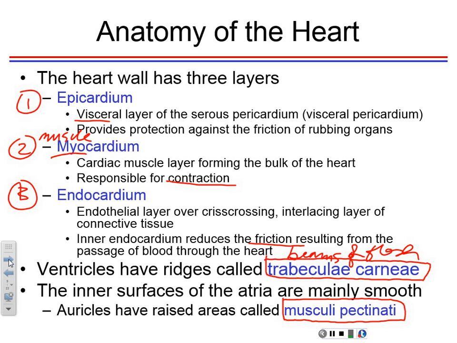I want you to be able to identify the grooves and so forth that are located in there. They may be oriented in a way that channels blood towards the valves, like in the atria. The musculi pectinati are oriented towards the atrioventricular valves so that the blood heads down there. I guess that could be another function of those. And then in the ventricles, they head up because the blood is squeezed out of the heart to go up the pulmonary trunk and the aorta. Okay?